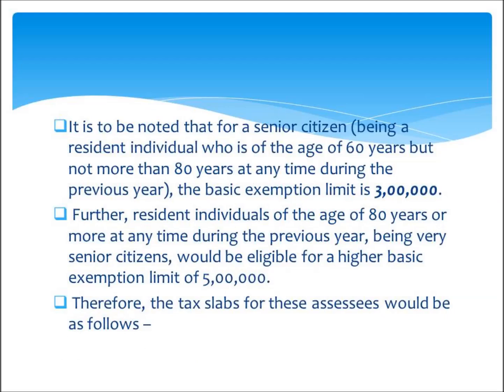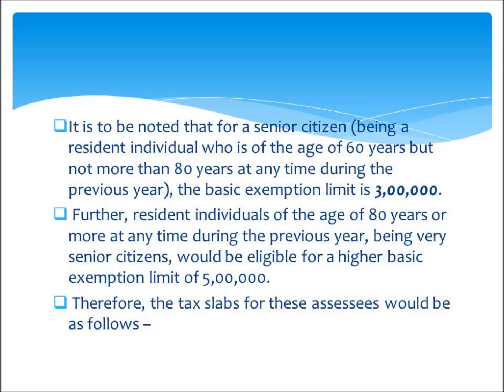It is to be noted that for a senior citizen being a resident individual who is of the age of 60 years but not more than 80 years at any time during the previous year, the basic exemption limit is 3 lakh. As I told you in the previous slide, the slab that was given was for individuals who are below the age of 60 years. So the individuals who are above the age of 60 years and below 80 years, the basic exemption limit for them is 3 lakh.